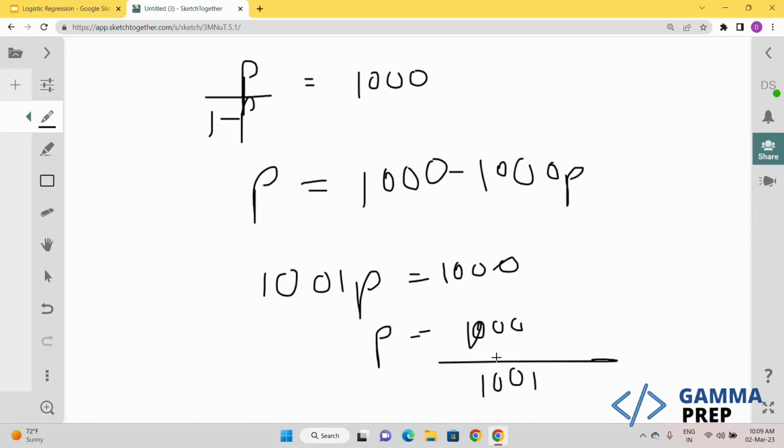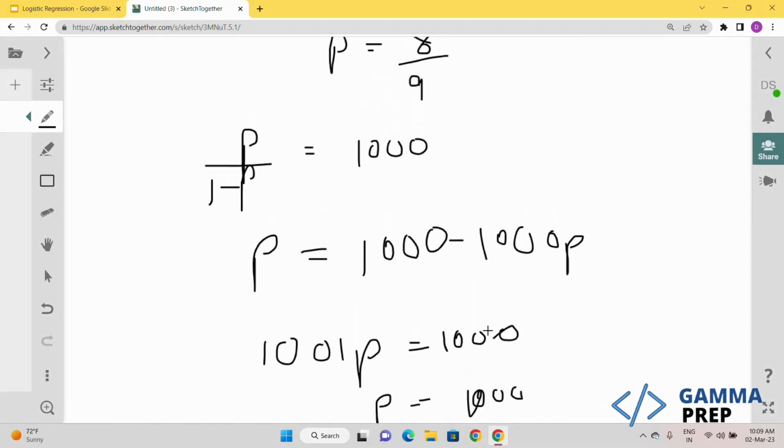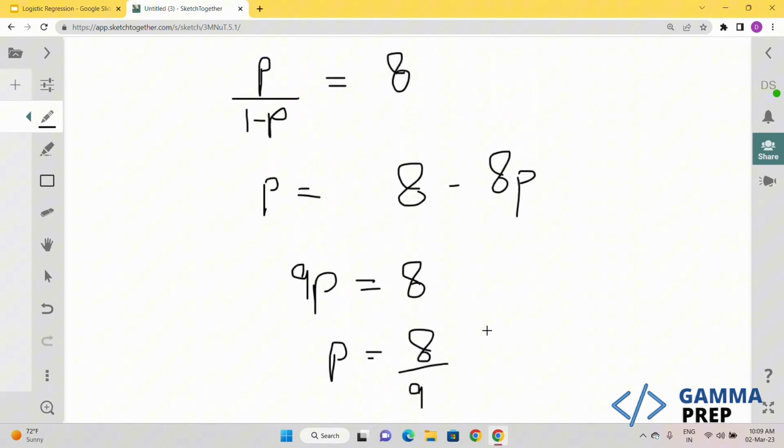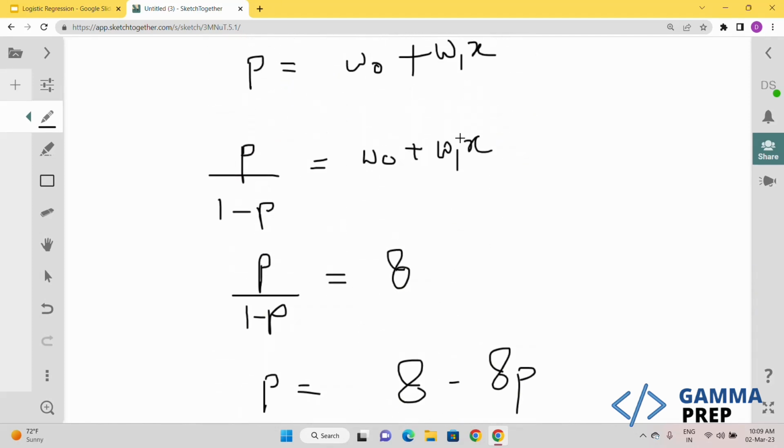So what do we see here? We see that the probability is less than 1, no matter what our P by 1 minus P is. We can't restrict our W0 plus W1X, but we can restrict our P. So W0 plus W1X could be anything. Similarly, P by 1 minus P could be anything. But our P will be between 0 and 1.